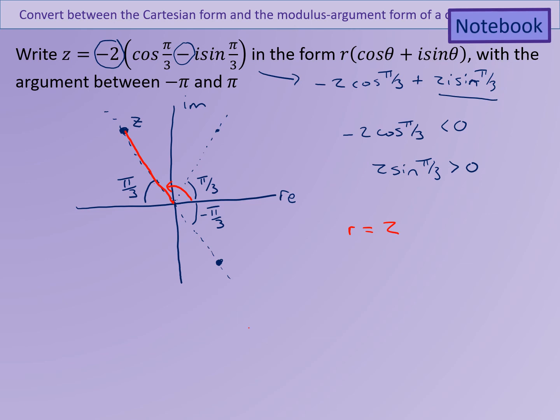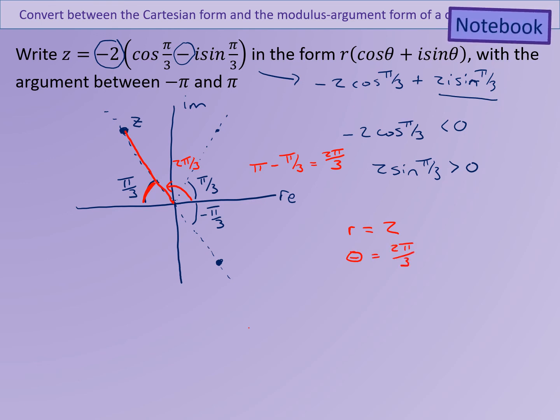Now, because this angle here is pi by 3, and the real axis is half a turn, which is pi, so going around half a turn there. If we do pi minus pi by 3, we're left with 2 pi by 3. So that angle there where I've drawn an arrow is 2 pi by 3. So theta is going to be 2 pi by 3.